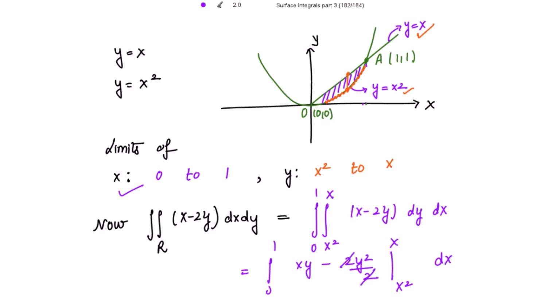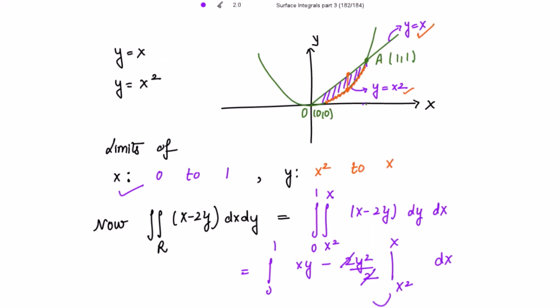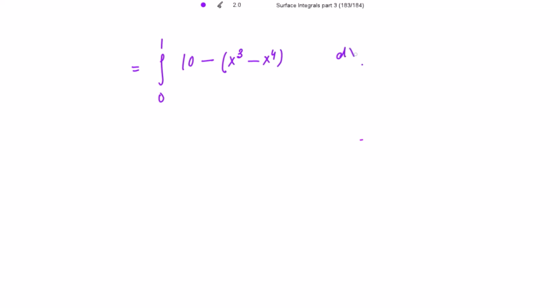Let's cancel this. When putting the upper limit of y as x, we get x square minus x square, that is 0. So this is 0 minus the value at the lower limit for y, which gives x cube minus x to the power 4, and dx. So this is the integral of x to the power 4 minus x cube dx.